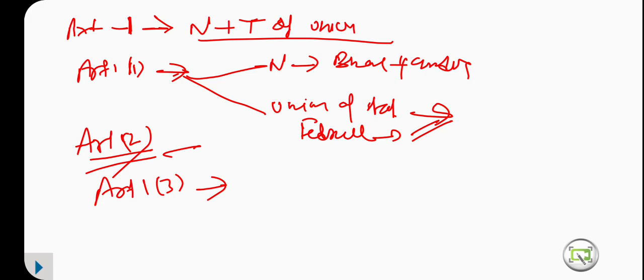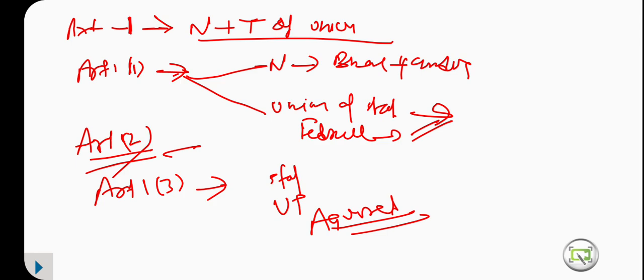Secondly, we talk about Article 1 Clause 2. In Article 1 Clause 2, we study that the names of the states and the union territories should be written where? In Schedule 1. This means that if you have to know the names of the states and the union territories in our country at present, then you don't have to do anything, but you have to open the schedule first. You will get everything there.